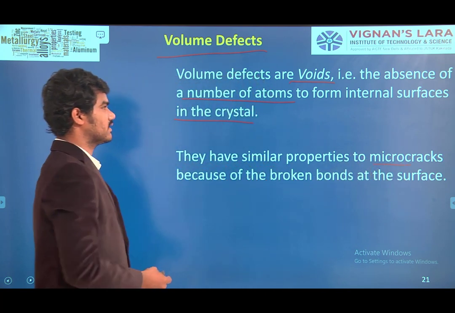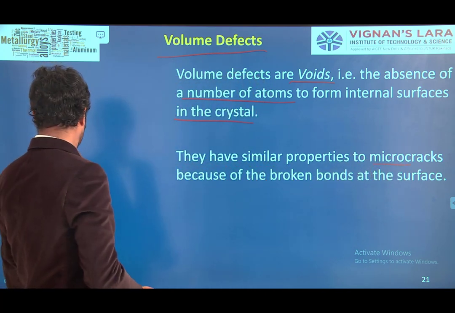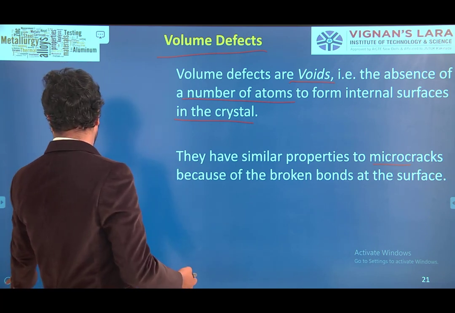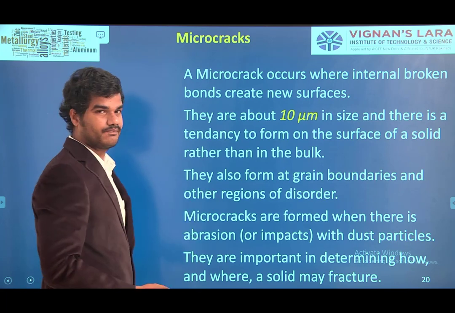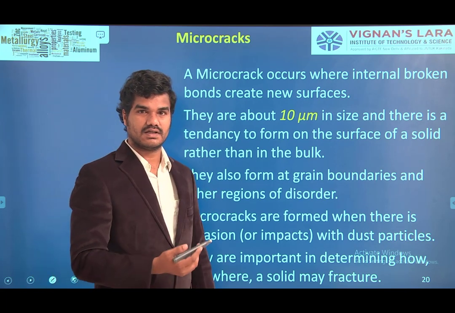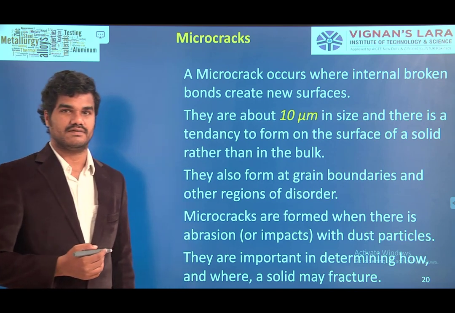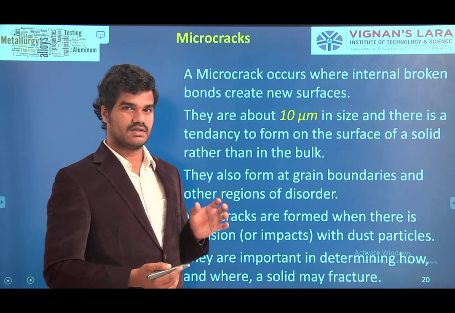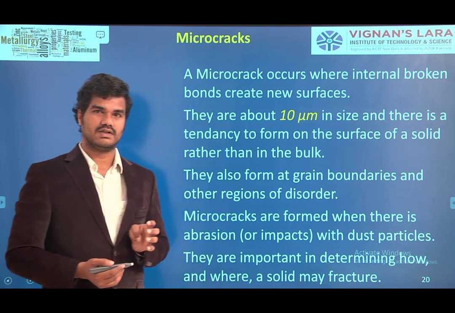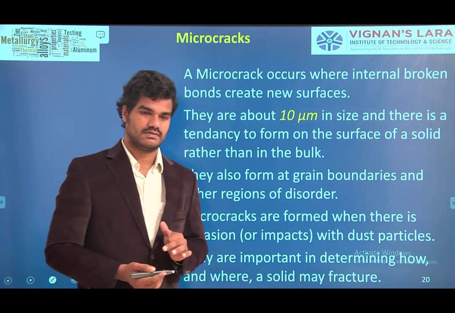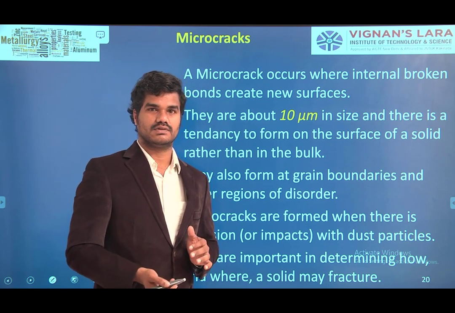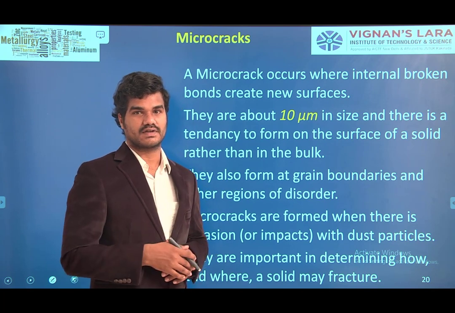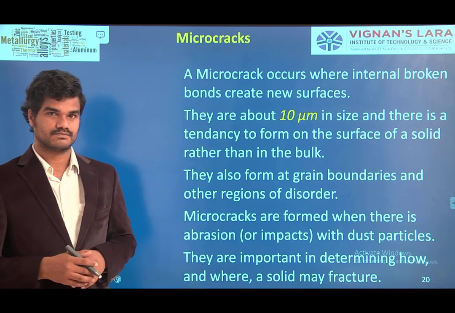I think due to pressing of the slide bar, one topic we missed is microcracks. We didn't discuss it under planar defects or area defects. In area defects, one is grain boundaries, which are classified into two, tilt and twin. And microcracks also come under area defects. Microcracks.